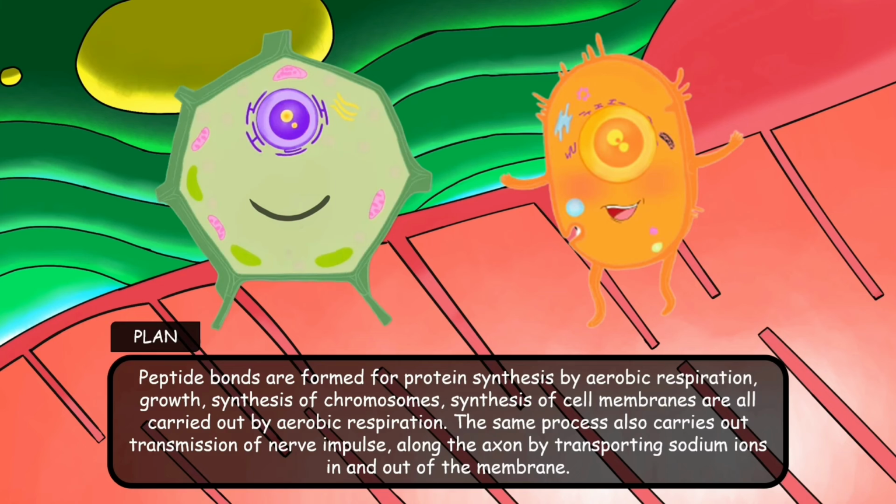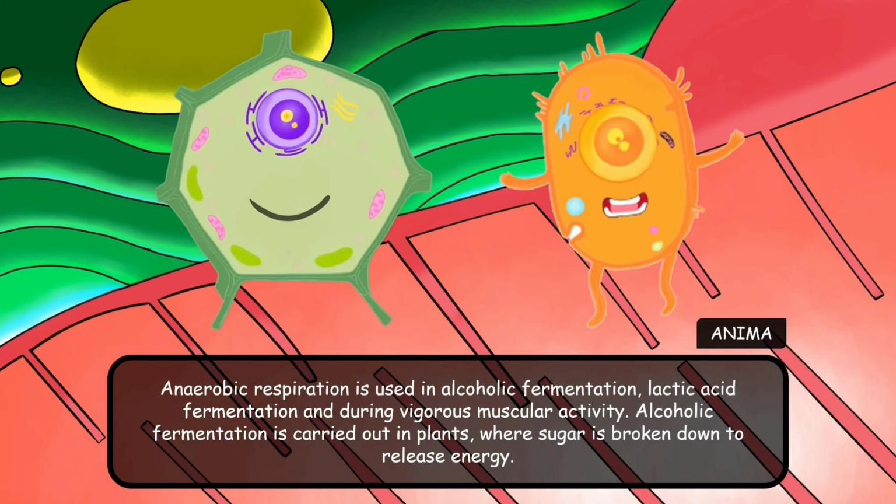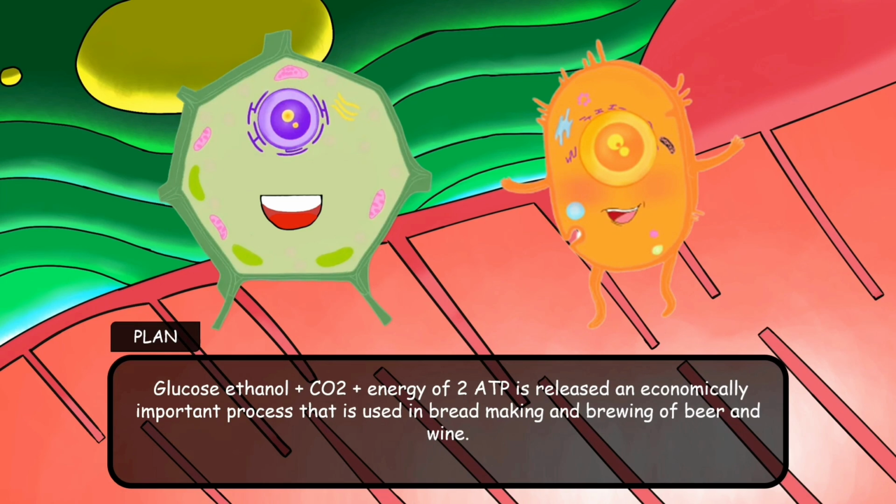Anaerobic respiration is used in alcoholic fermentation, lactic acid fermentation, and during vigorous muscular activity. Alcoholic fermentation is carried out in plants, where sugar is broken down to release energy. Glucose → ethanol + CO2 + energy of 2 ATP is released, an economically important process that is used in bread making and the brewing of beer and wine.